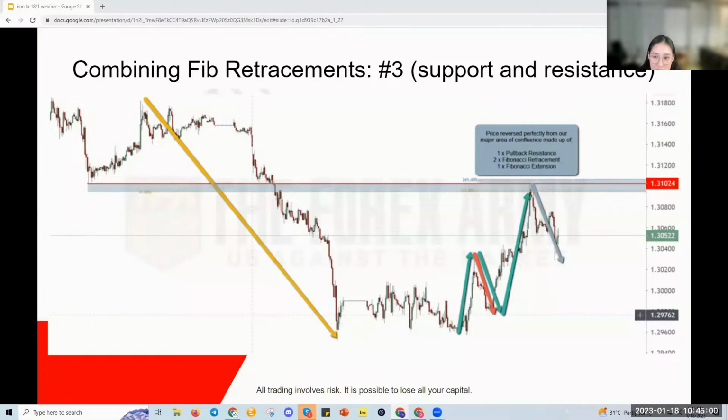Okay, so the main point from all of the three examples is basically to stack a bunch of Fibonacci retracement levels or support and resistance levels to try and get the most high probability confluence area that you can get, and then see whether it has a high potential for price to reverse off of it. Okay, let's move on.